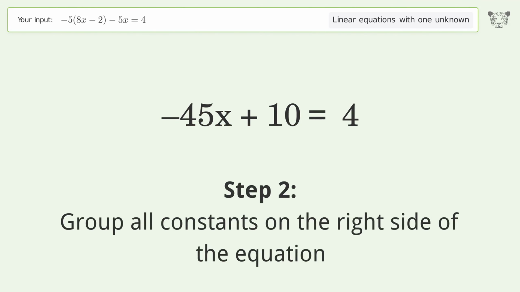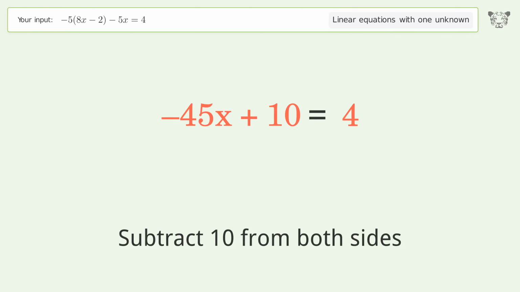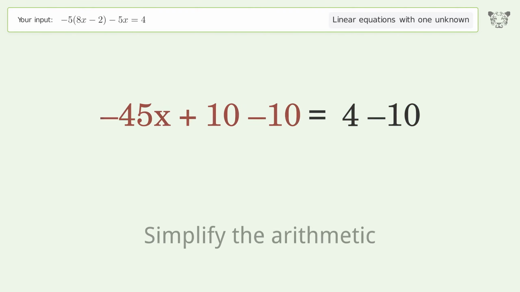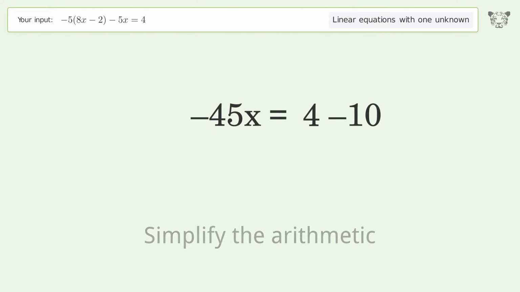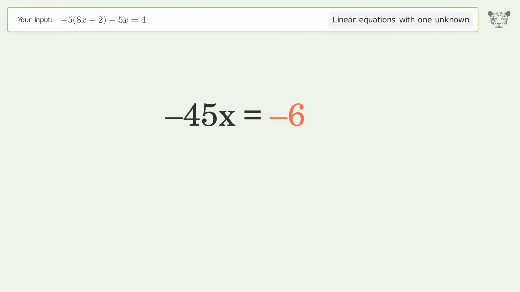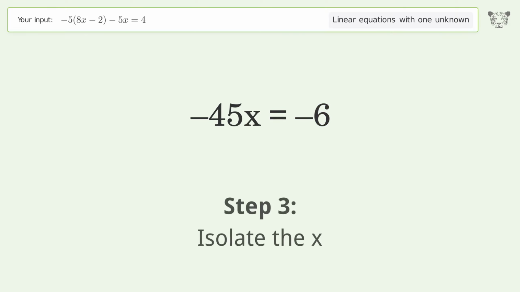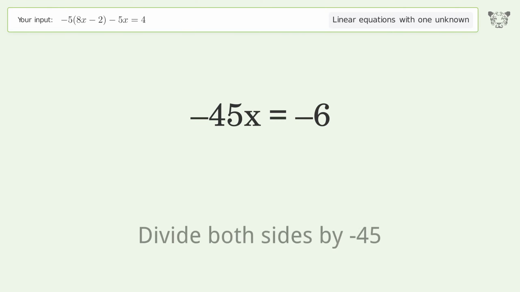Group all constants on the right side of the equation. Subtract 10 from both sides. Simplify the arithmetic. Isolate the x. Divide both sides by -45.